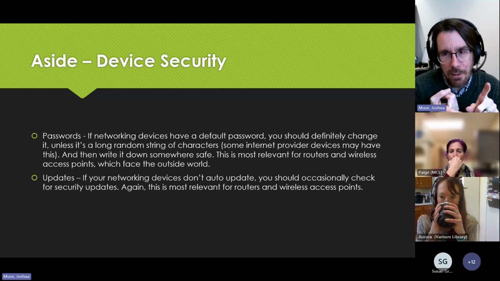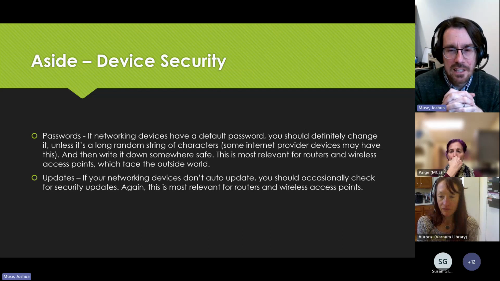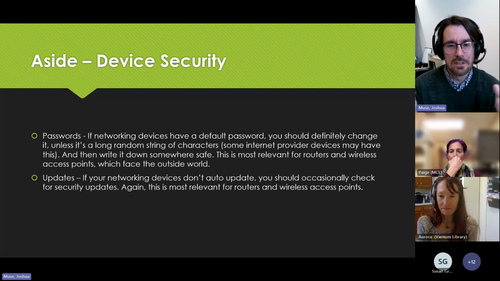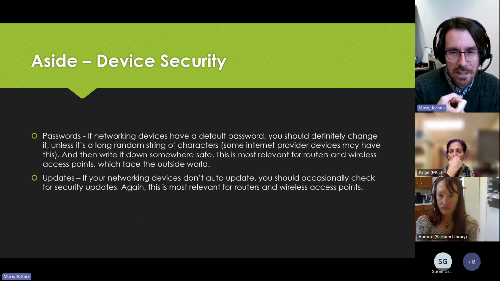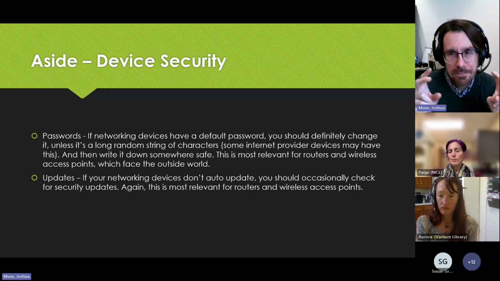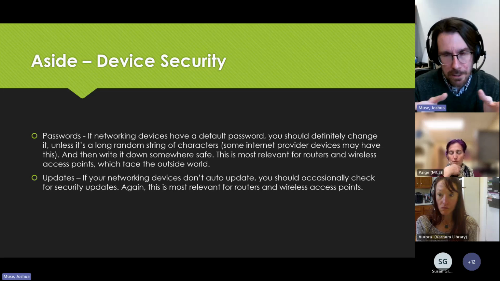Because again, the routers and access points are the ones this is most true for, because they're the things that are sort of visible to the outside world. So I've talked about looking at your settings, and I've talked about updates. I didn't really tell you how you would do that. So how do you get to your router or firewall, what have you?